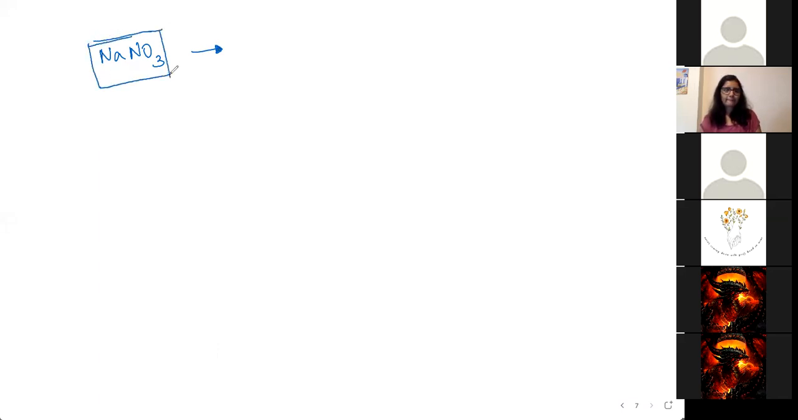Sodium nitroxide. Let's forget about the names. We haven't discussed how names are formed yet. One atom of sodium, one nitrogen and 3 atoms of oxygen. Absolutely right. Correct.